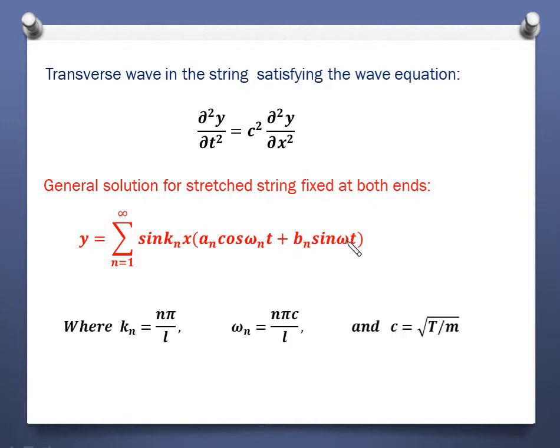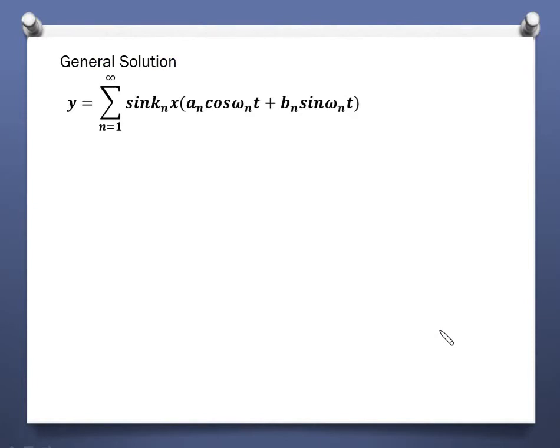Please note this kn is n pi by L, where n is any integer from 1 to infinity, L is the length of the string, omega n is the frequency of the nth mode, c is the velocity of the wave in the string, which is given by root over T by M. T is the tension in the string, M is the mass per unit length. So this is the general solution. To find out an and bn, we just substitute our initial conditions.